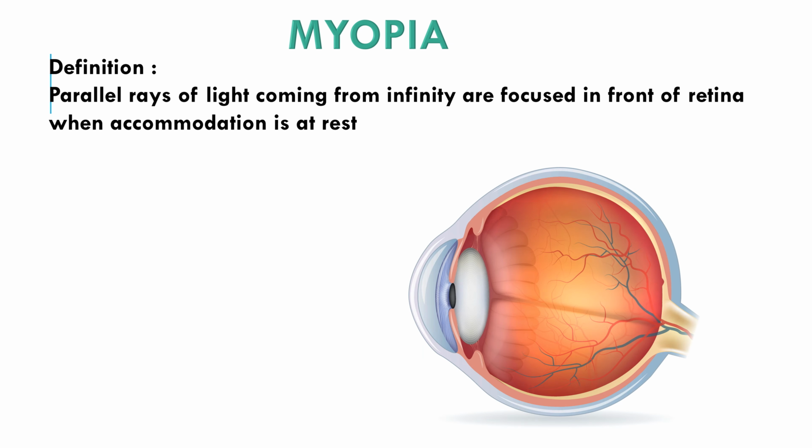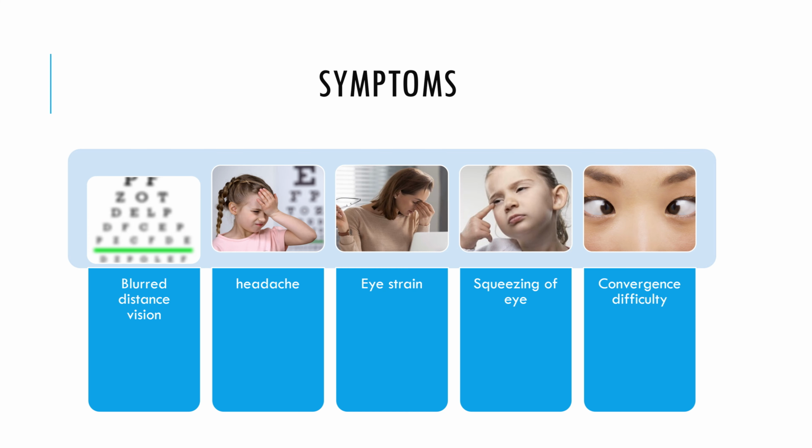By definition, myopia is defined as the parallel rays of light coming from infinity focused in front of the retina with accommodation at rest. Ideally the parallel rays of light should be focused on the retina to get a very clear vision, but in myopia, these rays of light get focused anteriorly, thereby causing a blurred distance vision. The symptoms of myopia include blurred distance vision, headache, eye strain, squeezing of eyes, which is done to compensate for the refractive error, and convergence difficulty.